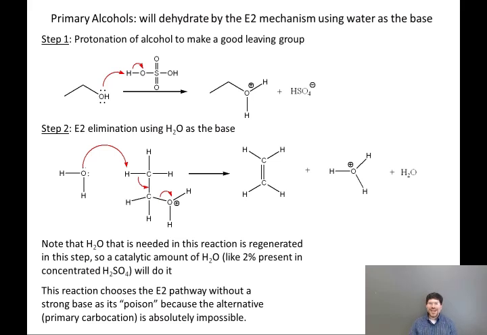So the reaction basically has to pick its poison, right? Would it rather go E1 with a primary carbocation or E2 without a strong base? And in this case, it chooses E2 without a strong base because the primary carbocation without resonance stabilization is really and truly impossible.